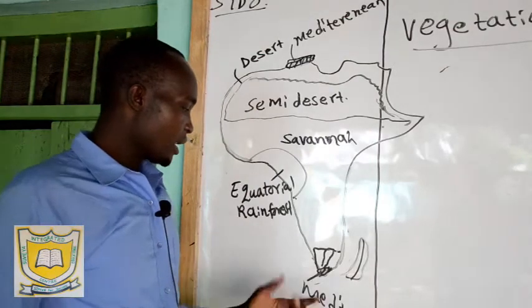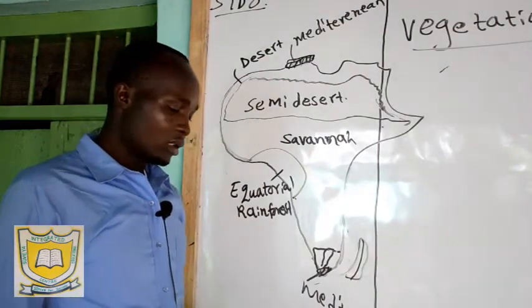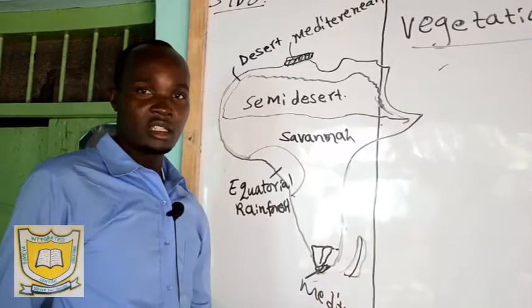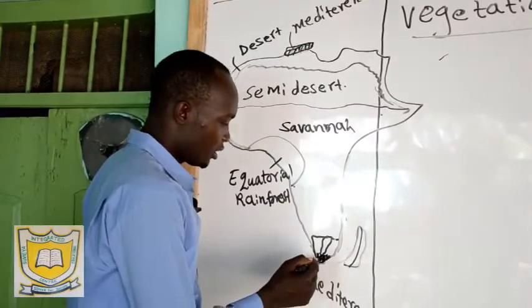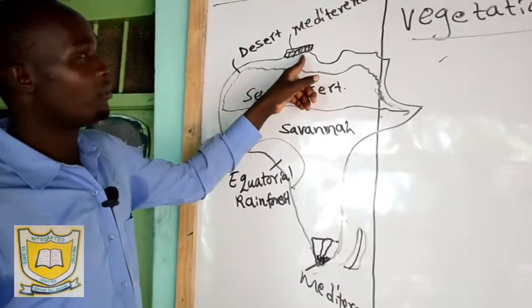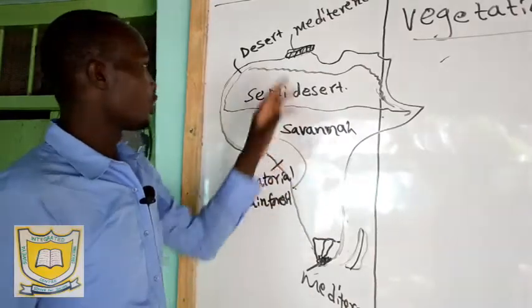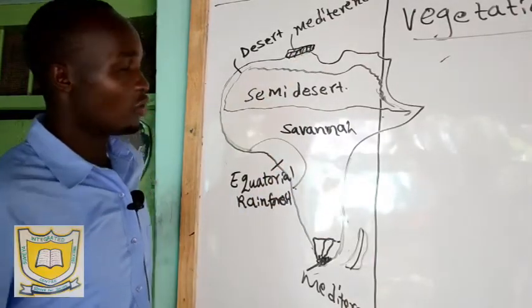And then Mediterranean is found in the Cape Province in South Africa. It is here, this Mediterranean. Then it's also found in the northern part of North Africa, Morocco, and around Benghazi in Libya. So you'll find those vegetation zones there.